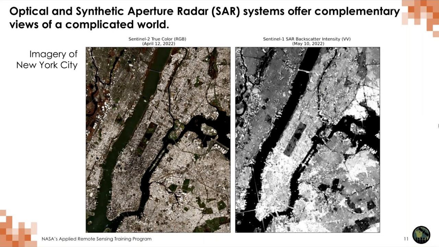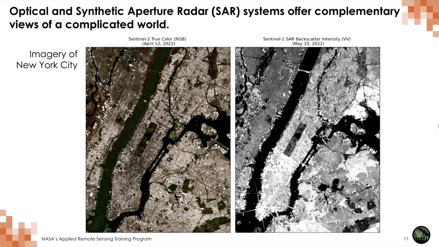First, I have two images of the same place, New York City. That's where I am right now. The island of Manhattan is in the center. And these are two satellite images from two different types of satellite sensors that show us complementary views of a complicated world. In the left panel is a Sentinel-2 true color optical image, 10 meter spatial resolution, acquired over the city on April 12, 2022. And on the right is a Sentinel-1 SAR, synthetic aperture radar, backscatter intensity image. The VV is specific to a polarization. This image was acquired on May 10th, 2022.